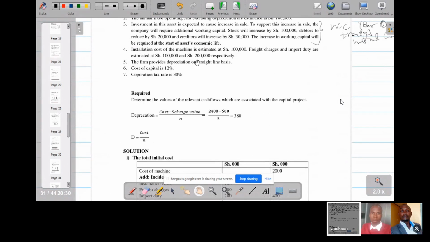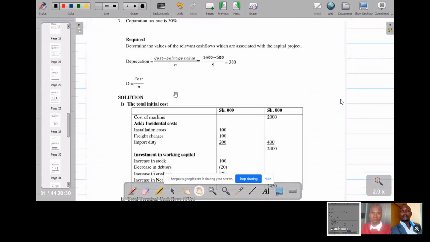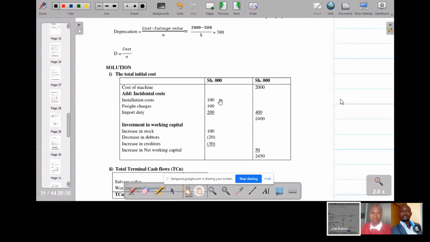So the initial cost will be the cost of the machine plus this incidental cost of installation, freight, and import duty. So if we were in accounting, this will be the historical cost of the machine. But what we need is the initial cash flow.